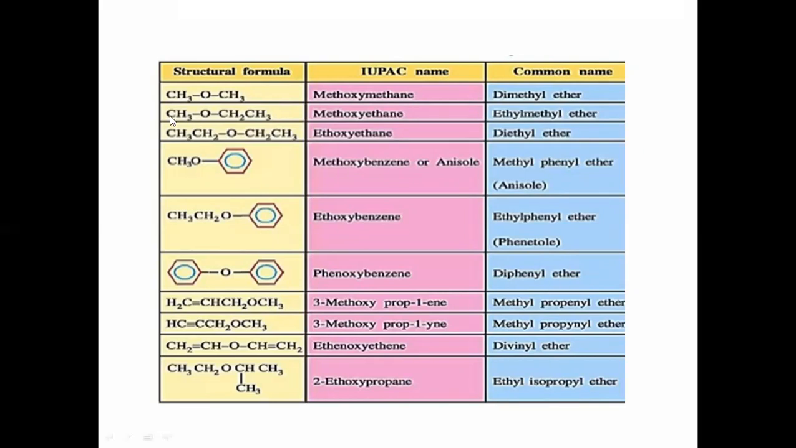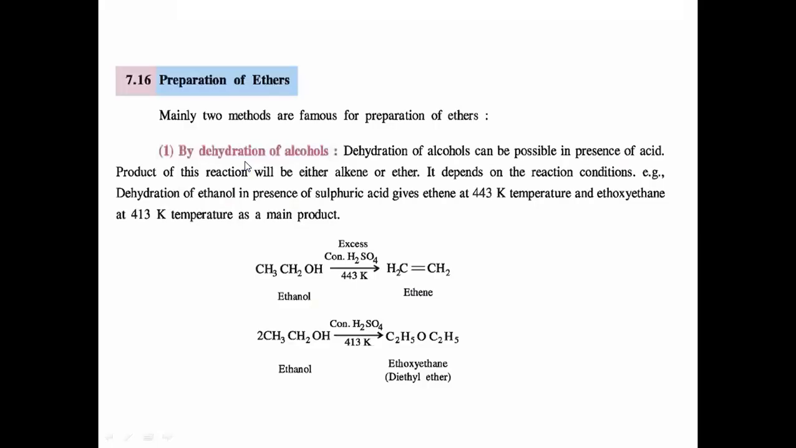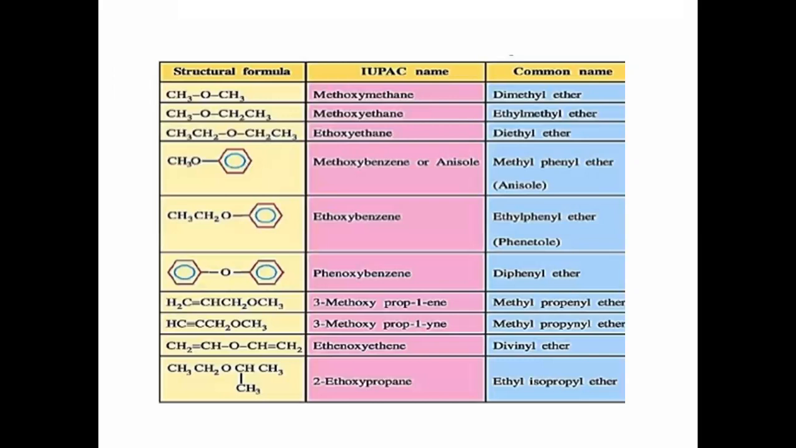And here, CH3CH2OCH2CH3 is ethoxyethane. The common name for this is diethyl ether. The next one is CH3O with the phenyl ring. It is methoxybenzene, or we can call it anisole, or we can say methyl phenyl ether also. CH3CH2O with a benzene ring is ethoxybenzene. We can say ethyl phenyl ether also, or phenetole.